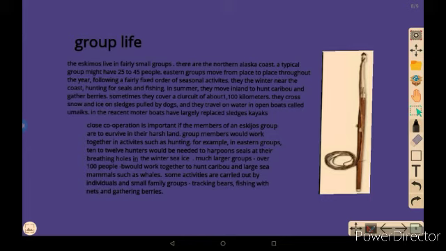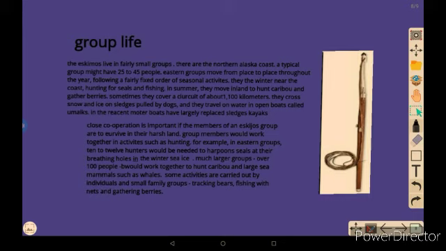Okay, so they spend the winter near the coast, hunting for seals and fishing for food. Their main food is from hunting and fishing, so they eat fish and seals here. In the summer they move inland to hunt caribou and gather berries. What do you mean by caribou? Caribou is a type of deer. We'll learn about that in the next topic. So now let's learn this.